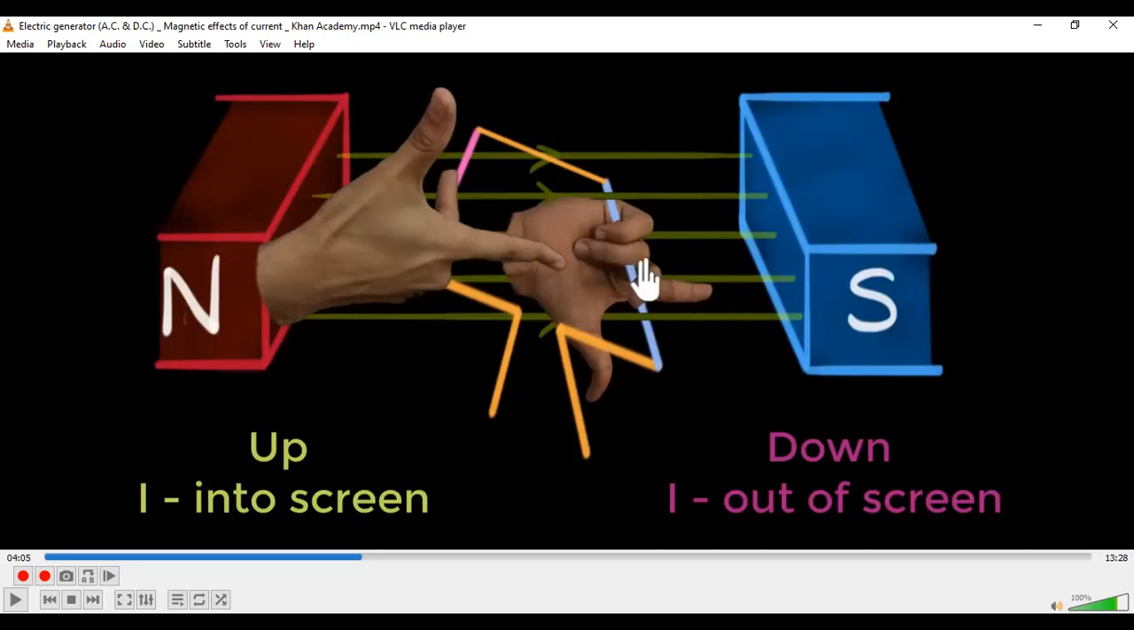Now come to this side. If you are getting a clockwise rotation, this blue wire is coming downside, so put the thumb downside. The magnetic field is as it is, N to S. Now observe the middle finger here. It is coming outside, so it is out of the screen. Yes or no? This is the screen, so this finger is coming out. So when the movement is down, the current is out of the screen. When the movement is up, the current is into the screen. Here it is. Yes or no?